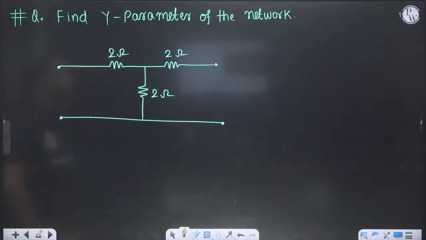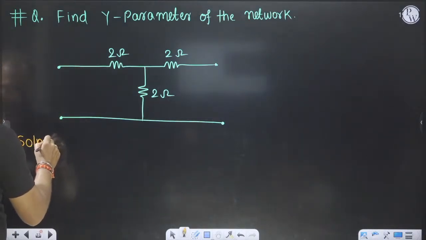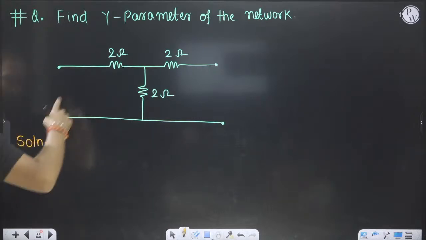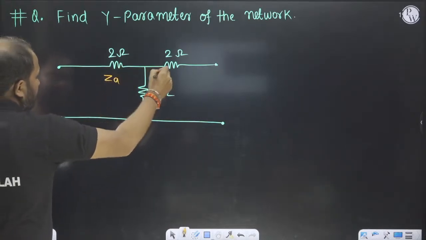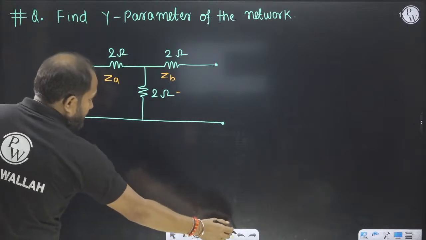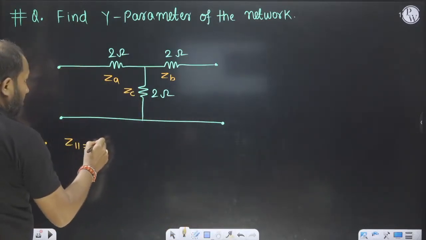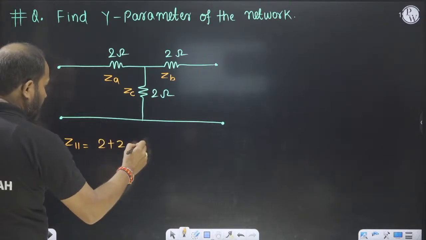This is the question they have asked. The Y parameter they have asked. So we have two methods to calculate the Y parameter. First method is, you can go through the Z matrix, Z parameter. So you can go through the Z. Z11 is 2 plus 2, ZA plus ZB, 4 ohm.